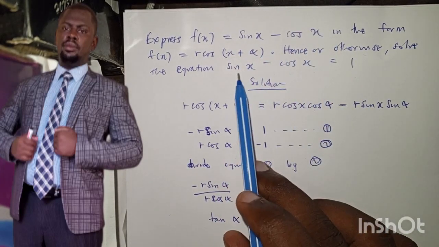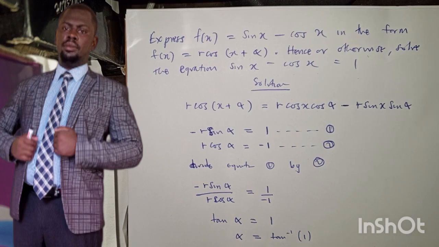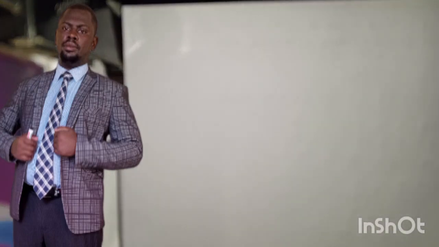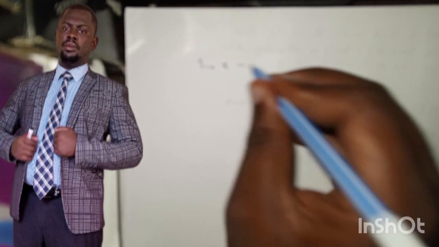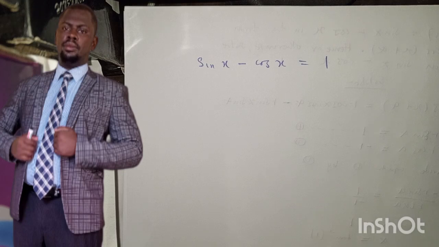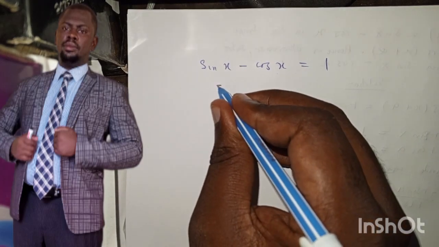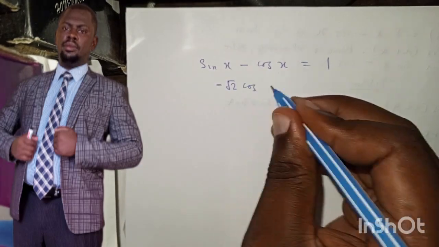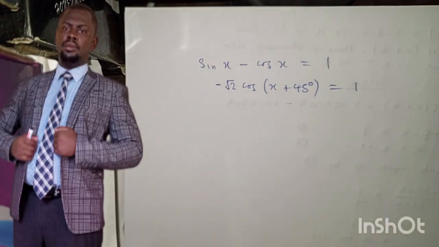Where there is sin x minus cos x, we are going to put minus square root of 2 cos(x + 45 degrees), then equal to 1. So we have sin x minus cos x is equal to 1. Where there is sin x minus cos x, we are putting minus square root of 2 cos(x + 45 degrees) is equal to 1.